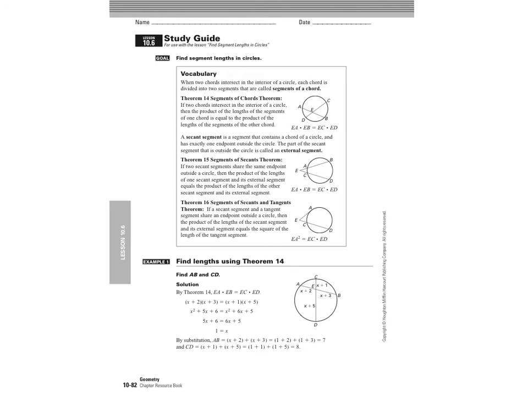Then from 10.6, this is the circles. Again, I'm not going to make you graph. Oh, no, I'm sorry, that's 10.7. I'm jumping ahead. Sorry, I'm getting my lessons confused. So 10.6, this is where you saw those 3 theorems. So when you had the segments of the chord, the segments of the secant theorem, and the segments of secants and tangents. So know all of these and how to apply them.